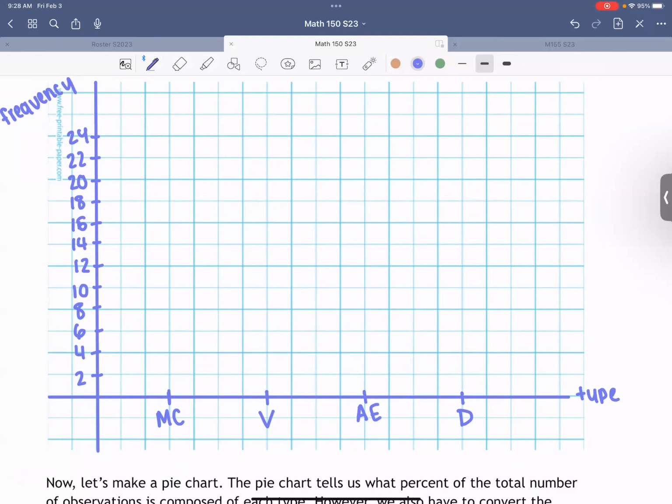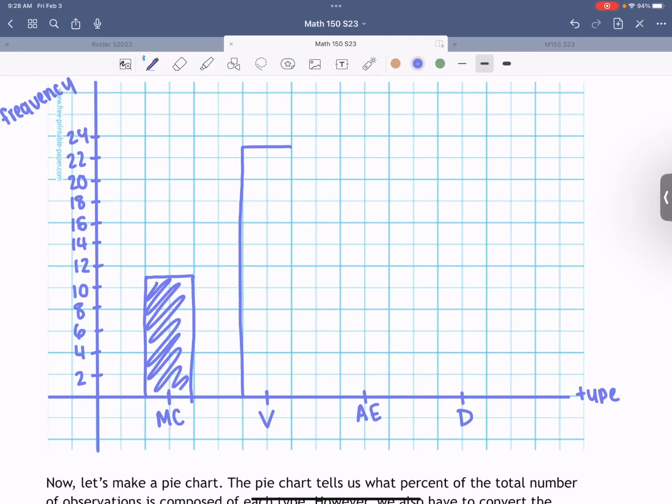MasterCard, we said, was 11, right? So I'm gonna make a little mark at 11. I'm gonna start with MasterCard, go all the way up to in between 10 and 12, make a line there. And I usually just kind of extend my line down to make the first bar. Okay, now some people get really artistic with this. I kind of just scribble it in. Then Visa is 23, right? So we can do the same thing with Visa.